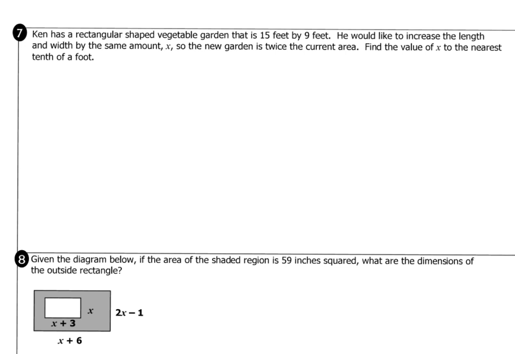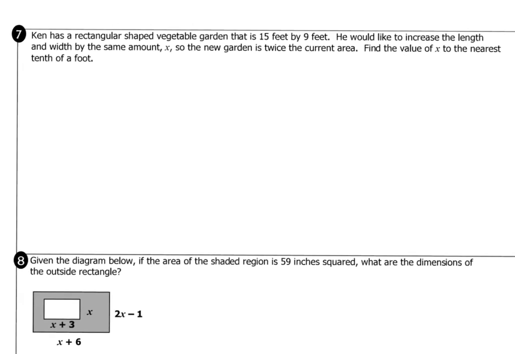All right, number 7. We have this guy Ken. He has a rectangular shaped vegetable garden. So let's make a little rectangle here. He's got this garden, and it is 15 feet by 9 feet. And he wants to increase the length. So increase is going to make it bigger.